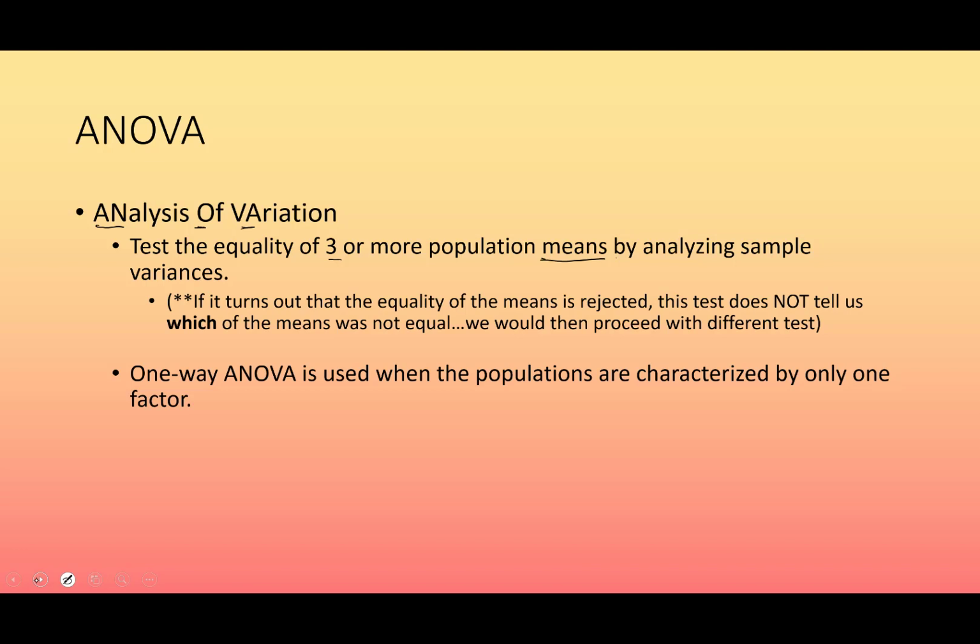Now, one-way ANOVA is used when the population is characterized by only one factor. So we can only be looking at one variable at a time for our different populations. And then we are also going to be using an F distribution when we use ANOVA. That just means we're going to be using a different standardized table when we look up our critical values.